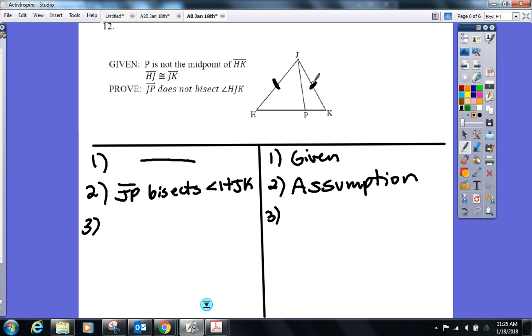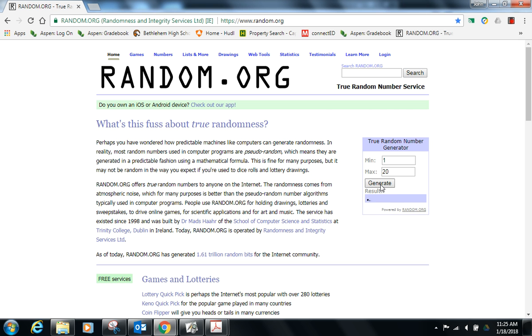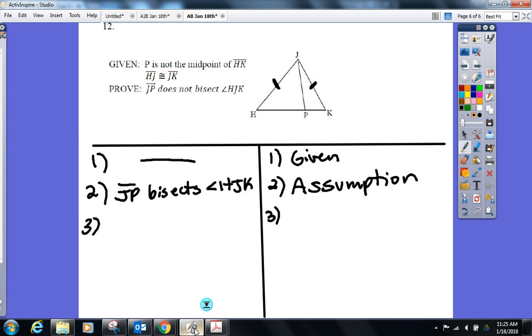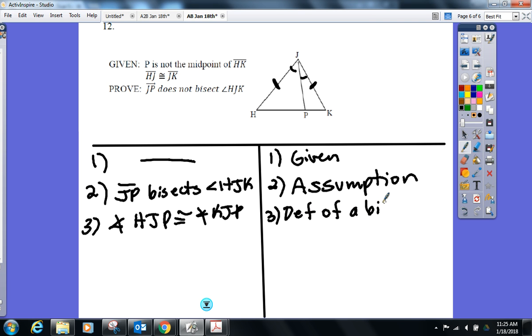All right, I'm going to leave it up to you guys now. What are some other things in that triangle you can give me? So you can do angle PJH congruent to KJP. Yep, you use your assumption right there. Perfect. So angle HJP congruent to angle KJP. Definition of a bisector. That's using your assumption.